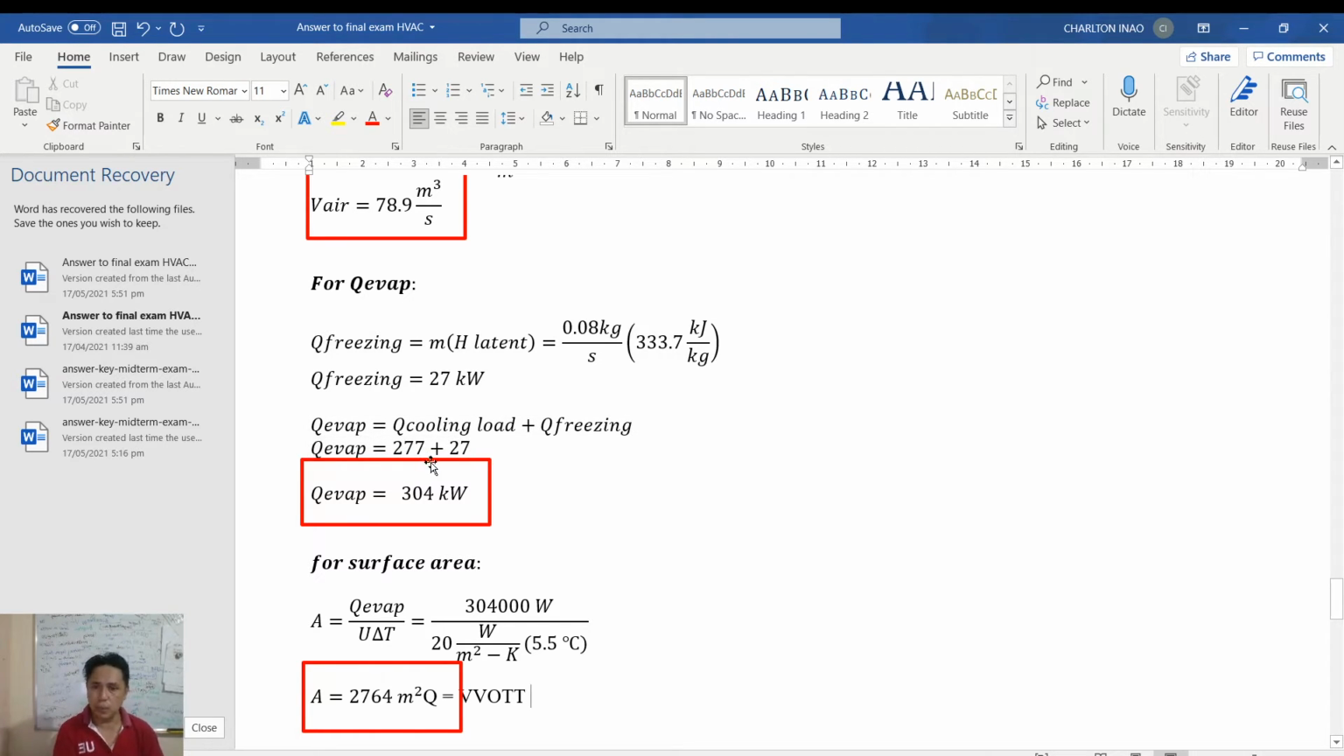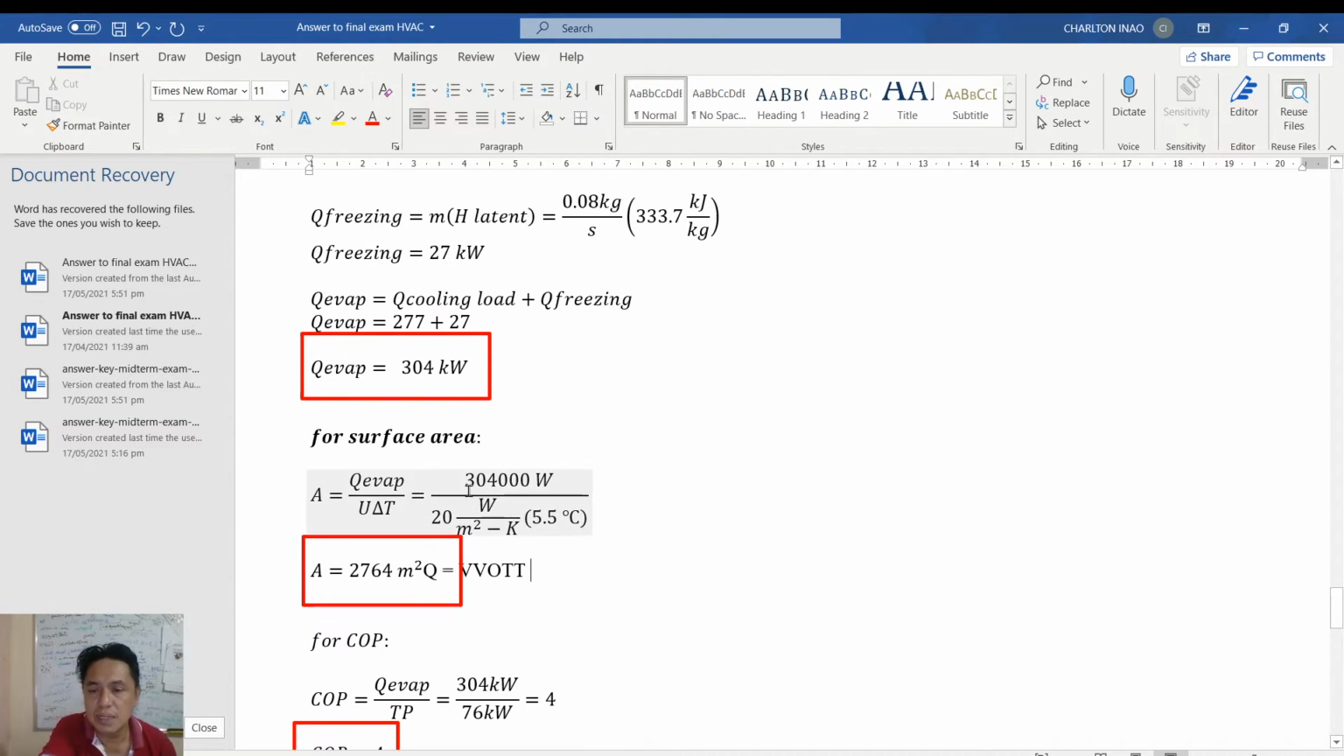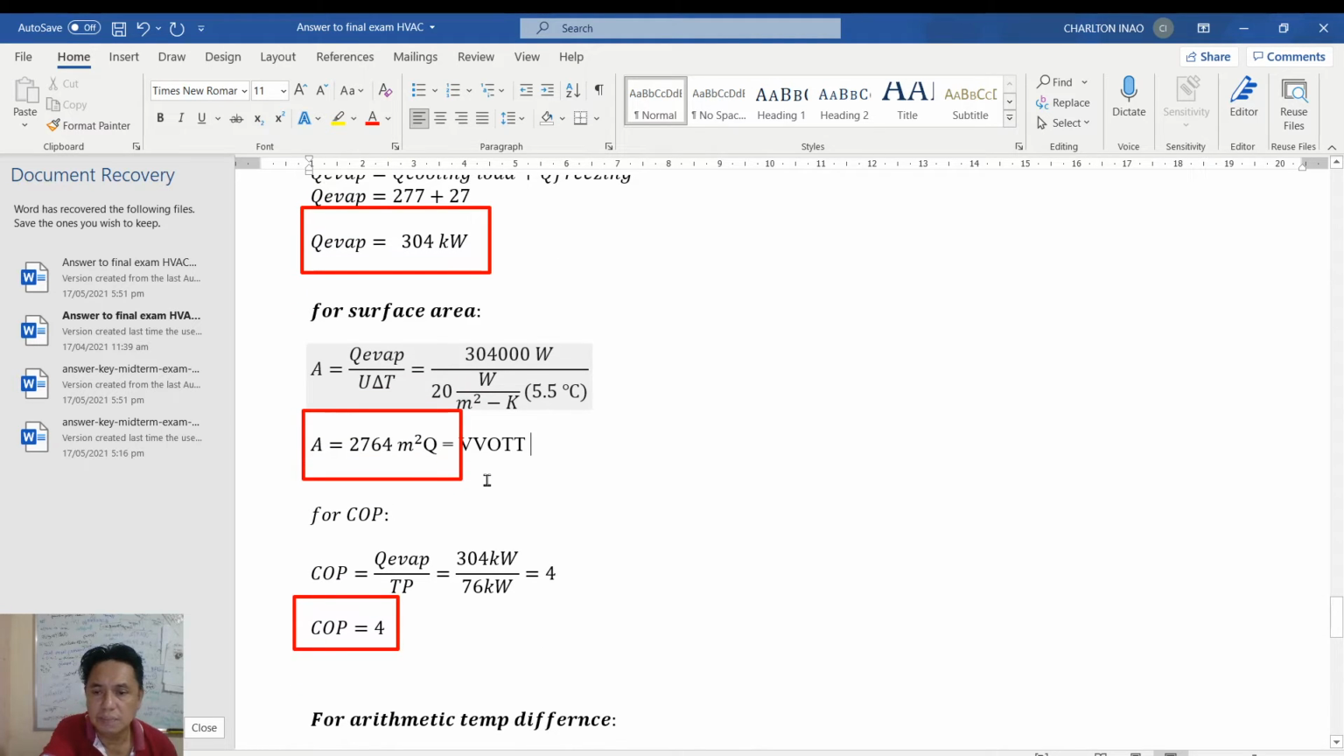So you get the cooling load, which is 277, from different sources like the fans, the heat gain, and the lightings, plus 27, which is some amount of water, and then they are dripping. They have to be cooled now: 0.08 kilogram per second divided by 333.7 kilojoule per kilogram. So that's gonna be the answer, 304 kilowatts. That's the evaporator. But here the area is 2,764 square meter.